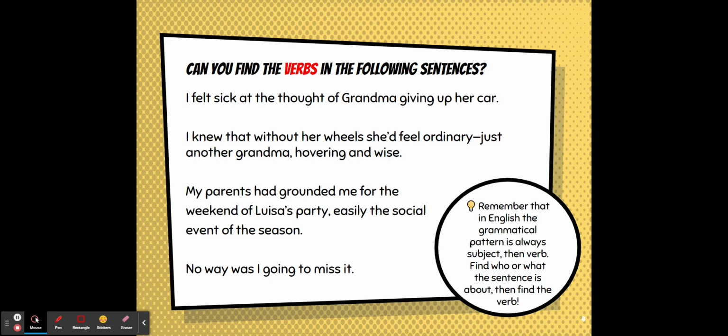Can you find the verbs in the following sentences? Take a pause and remember that in English, the grammatical pattern is always subject, then verb. So if you can figure out who or what the subject of the sentence is about, then you can find the verb.